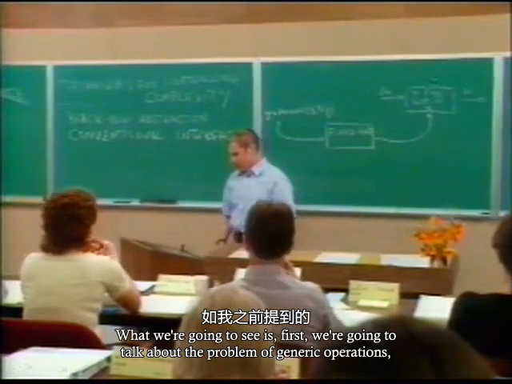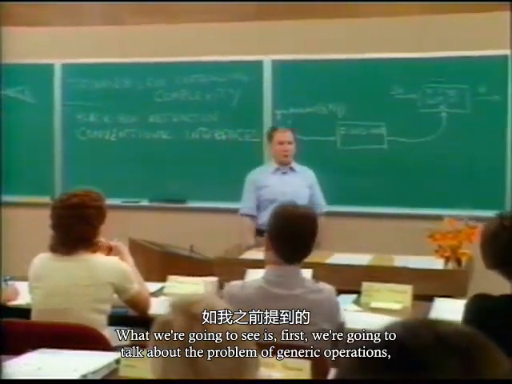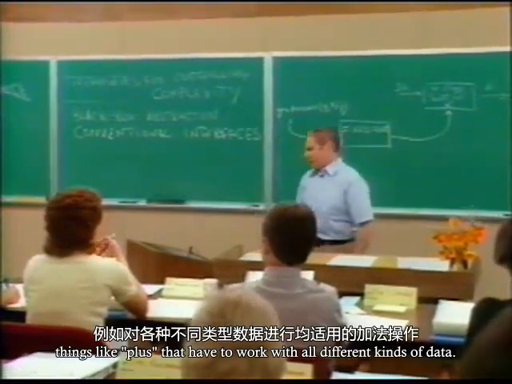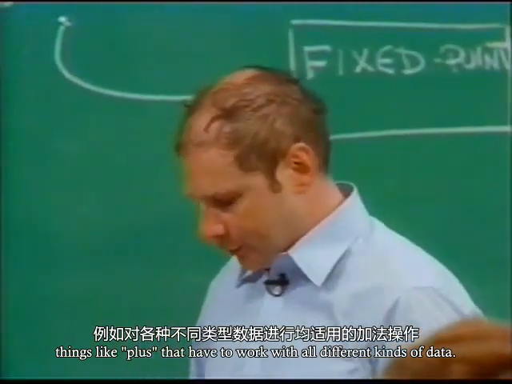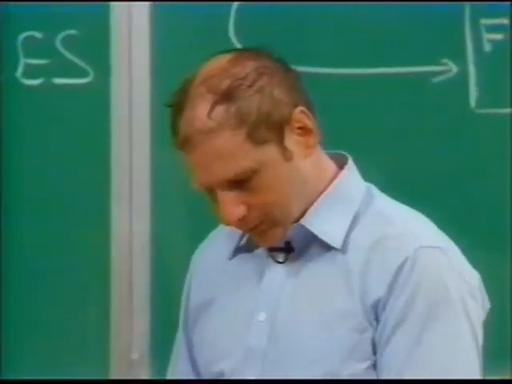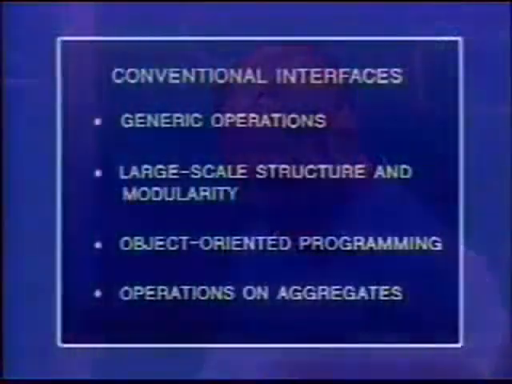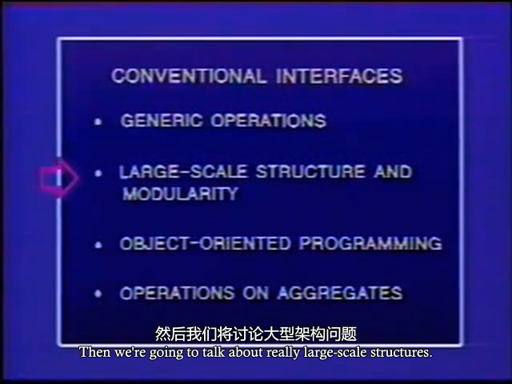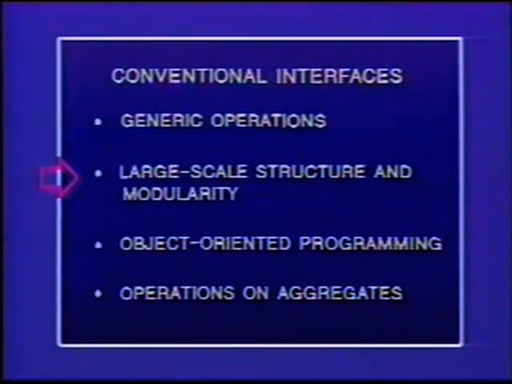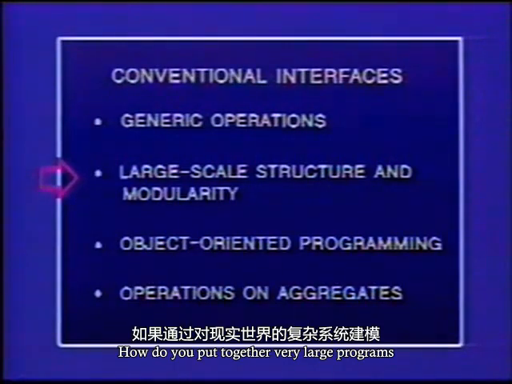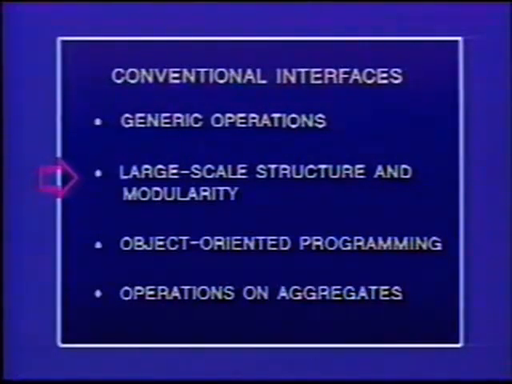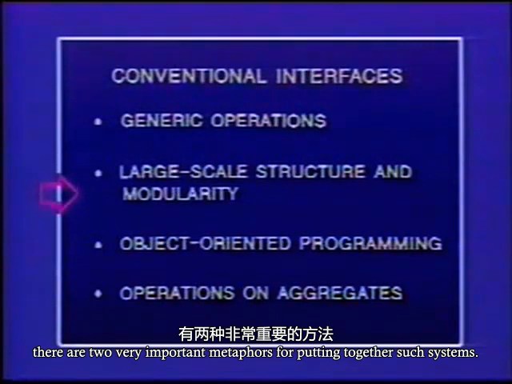What we're going to see is first we're going to talk about the problem of generic operations, which is the one I alluded to, things like plus that have to work with all different kinds of data. So we talk about generic operations. Then we're going to talk about really large-scale structures. How do you put together very large programs that model the kinds of complex systems in the real world that you'd like to model?